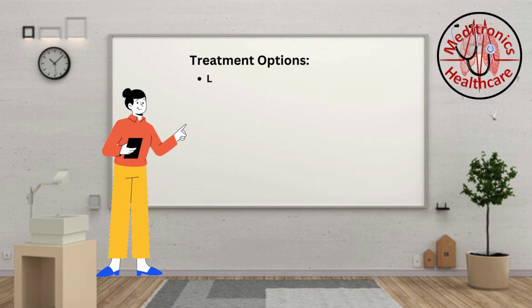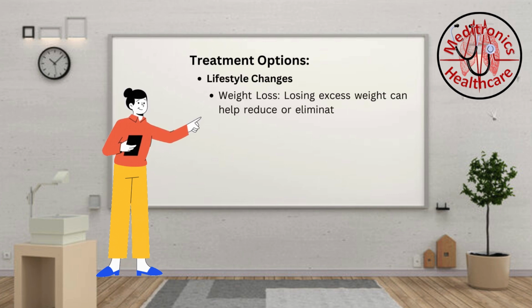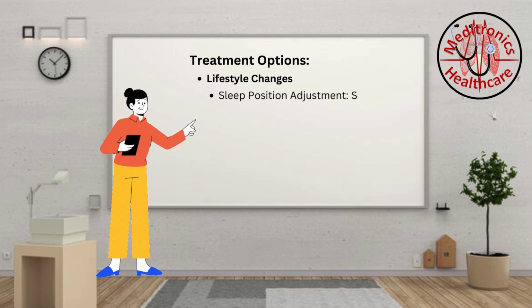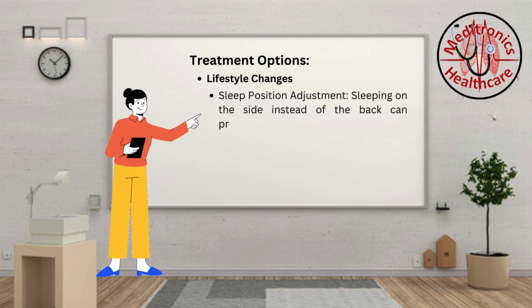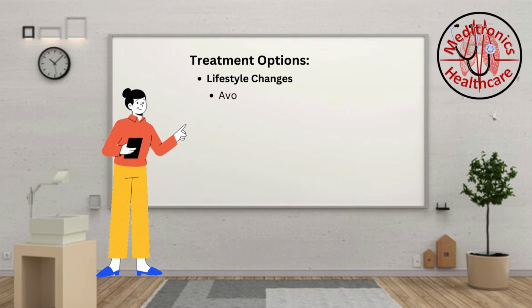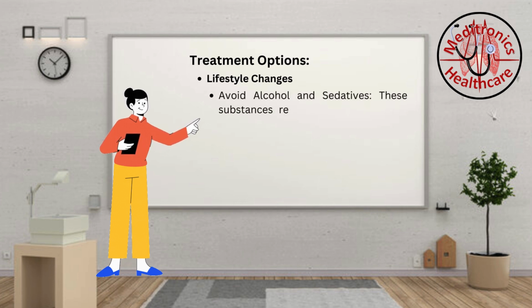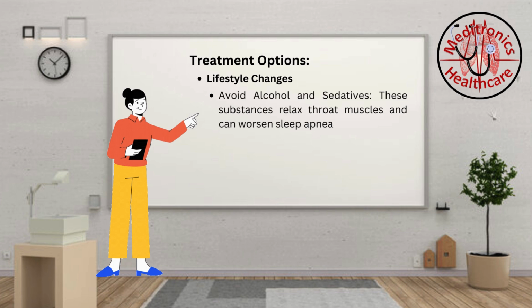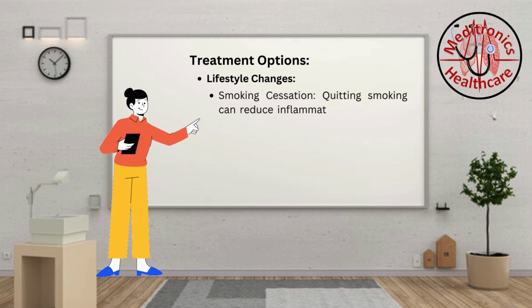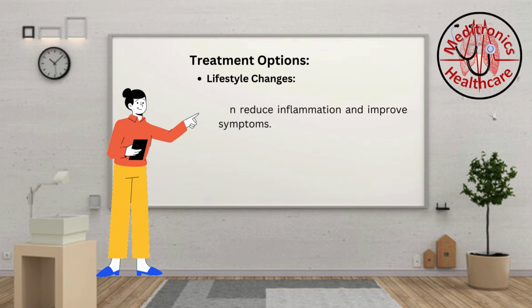Treatment options. Lifestyle changes. Weight loss. Losing excess weight can help reduce or eliminate OSA in many cases. Sleep position adjustment. Sleeping on the side instead of the back can prevent airway obstruction in mild cases of OSA. Avoid alcohol and sedatives. These substances relax throat muscles and can worsen sleep apnea. Smoking cessation. Quitting smoking can reduce inflammation and improve symptoms.